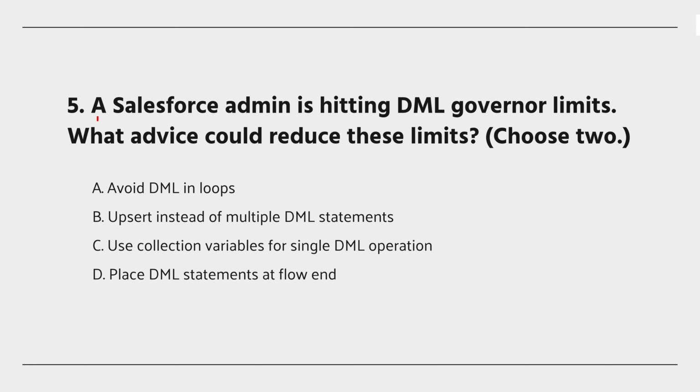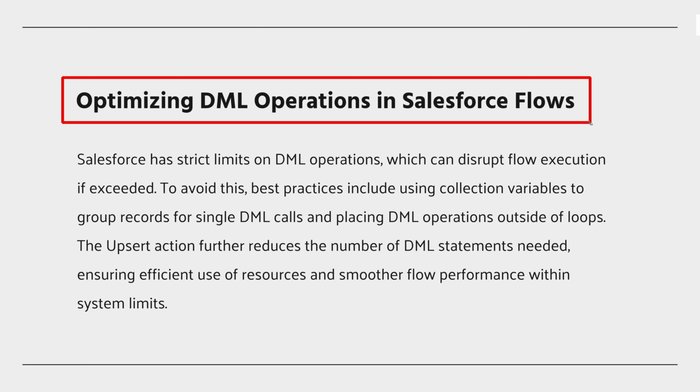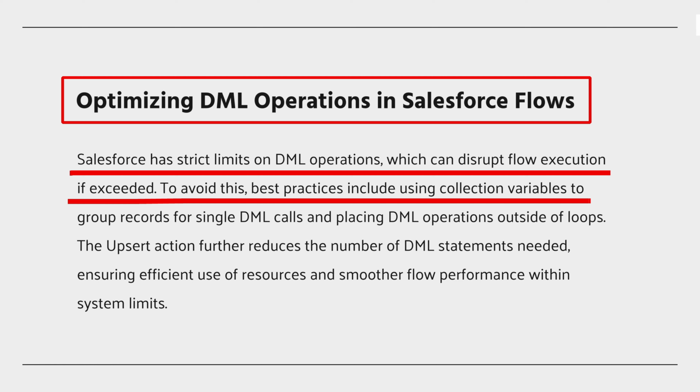Question 5. A Salesforce admin is hitting DML governor limits. What advice could reduce these limits? The knowledge points of this question are: optimizing DML operations in Salesforce flows. To avoid hitting DML limits, it's best to keep DML operations outside of loops and use collection variables to batch process records. The insert action also helps by combining insert and update operations, which keeps flows running smoothly.